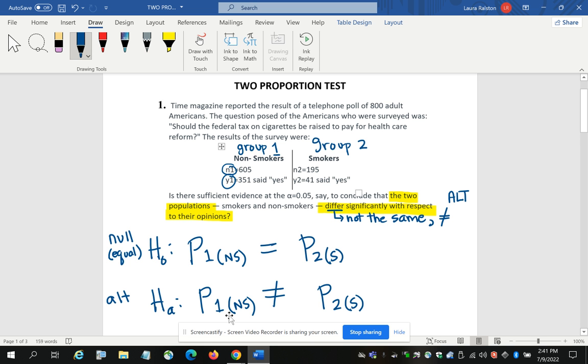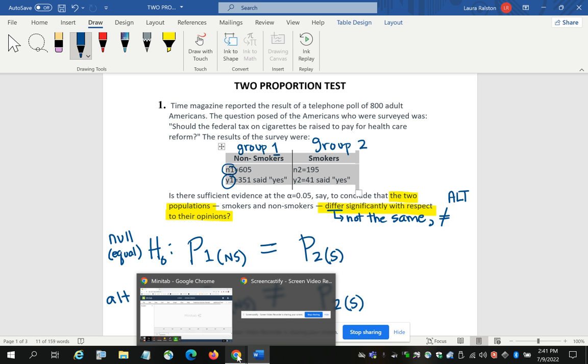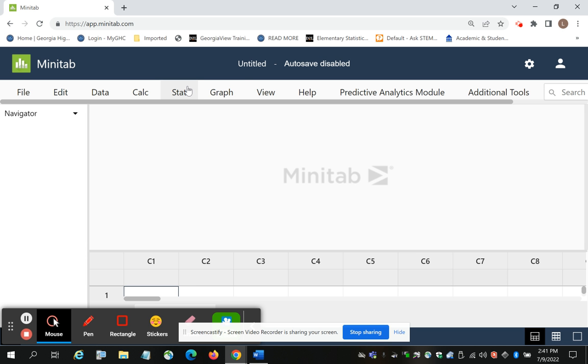The alternative is that the proportion for non-smokers does not equal the proportion of smokers. They've really already given us our information in table form here, but if you wanted to rewrite it down, you could. The data is already summarized, so I don't see the need to rewrite it, but then I've got to go out to Minitab and put all this information into Minitab. So let's go out to Minitab to calculate our test statistic.